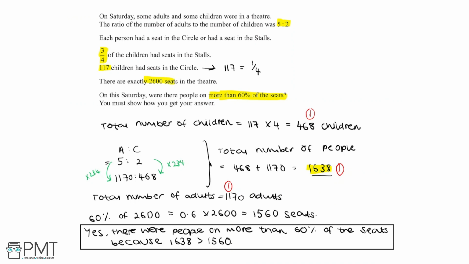And now the next mark will be for a process to work out 60% of the seats in the theatre. So we said 60% of 2,600 is equal to 1,560 seats. And so we use this value in order to find out if there are people on more than 60% of the seats on Saturday or not. And then that fifth and final mark will be for a conclusive statement saying that yes, there were people on more than 60% of the seats, because there are 1,638 seats in use, but 60% is 1,560. So 1,638 is more than 1,560, and so there were people on more than 60% of the seats.